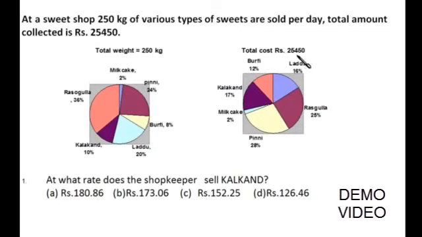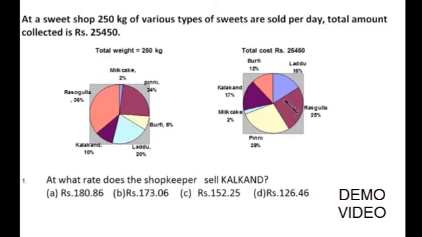It is 25450, that is 25,450 rupees. Now what exactly is this data showing, right? See, out of total weight 250 kilogram, 2% was milk cake, 24% was pinni, 8% was burfi, laddu was 20%, kalakand was 10%, and rasgulla was 36%, right? The total of all this is 250 kilogram. That is what this pie diagram is actually conveying, right?